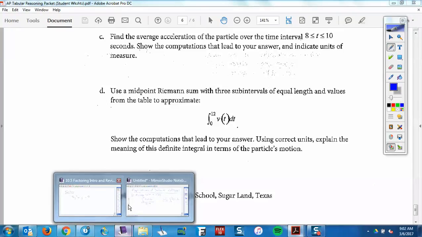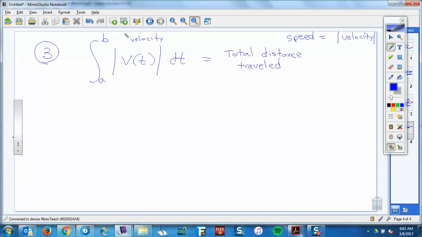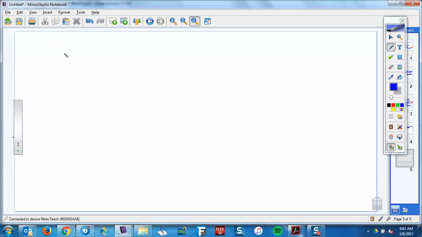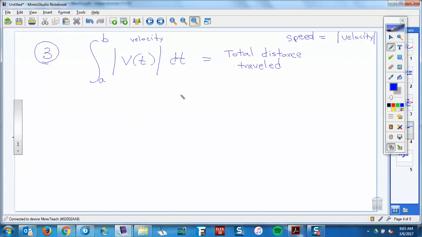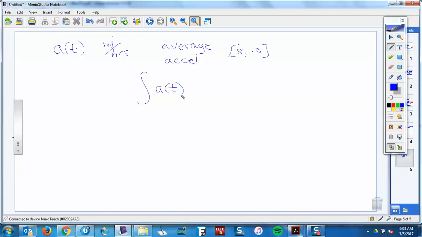All right. So, let's say you had an acceleration function. What would be the units of it? Miles per hour squared. And you wanted the average acceleration on the interval 8 to 10. Right? That would be the average value. What you would want to do is the integral of acceleration. Because remember, if we're doing the average value of f, we want f in the integral. So if you're doing average acceleration from 8 to 10, you need acceleration in the integral.